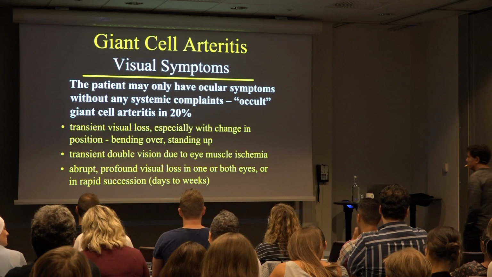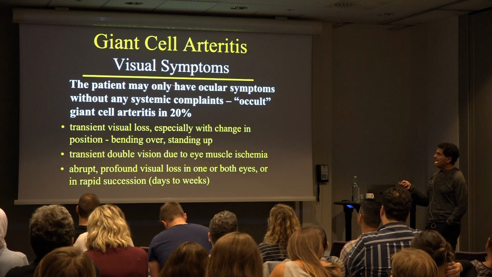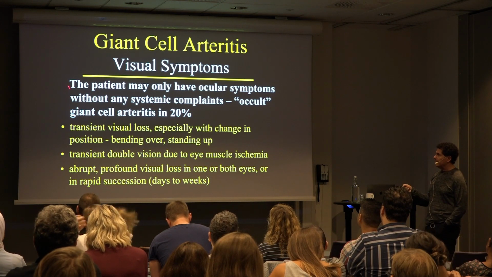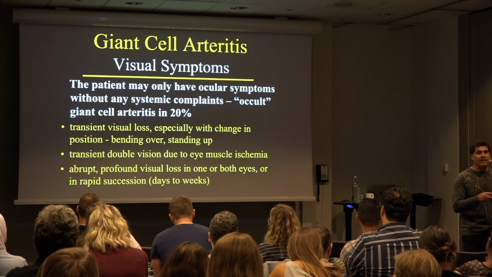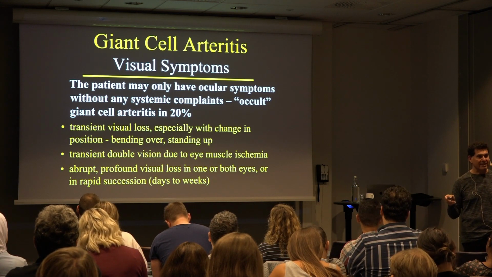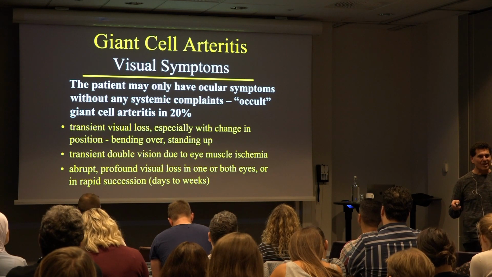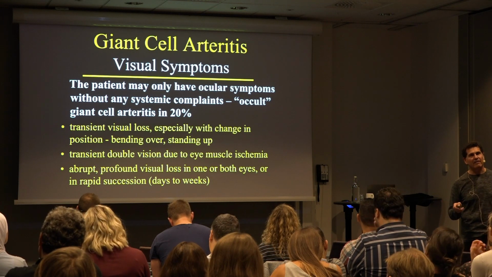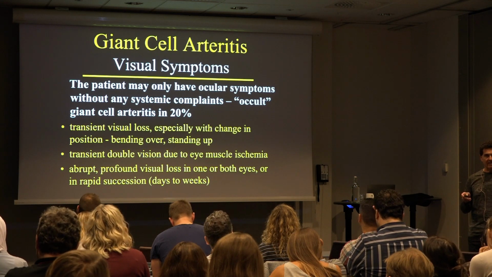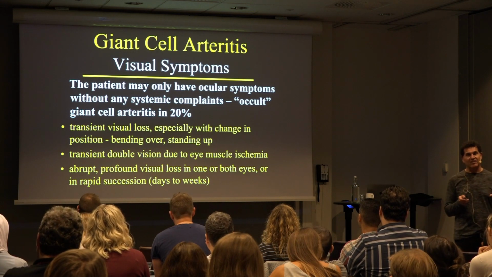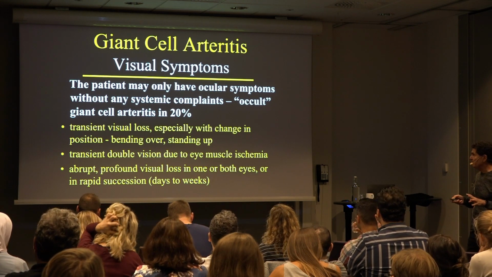So the visual symptoms. Here's another important point that Dr. Hayreh published. If you take all the patients with a correct diagnosis, 20% or 1/5 have none of those systemic complaints. They only presented with vision loss. You ask them, the best historian, you really question them, they have nothing else. So we call that occult giant cell arteritis. They're only affecting the ocular arteries. So just because they don't have systemic symptoms, don't discount that they don't have the disease. Very important point.